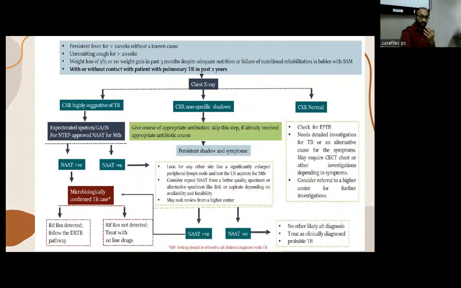Then again, if that is negative, and no other diagnosis is likely, then we have to treat it as a clinically diagnosed case of TB. Here, the term used is probable TB.